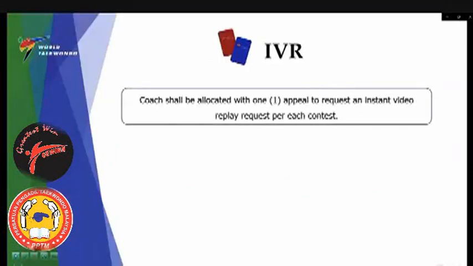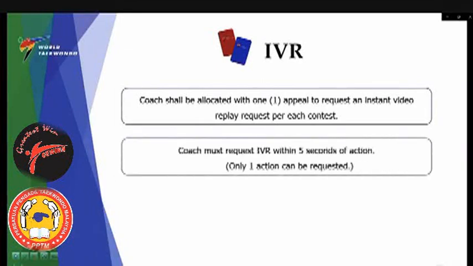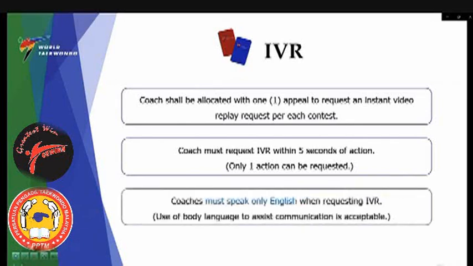Video replay. Coaches are given one video replay card per each contest. Coaches must request video replay within 5 seconds of the action. This is important. If coaches wait too long, then it will be rejected. So again, within 5 seconds of the action, a coach must stand up to request video replay. Only one action can be requested.